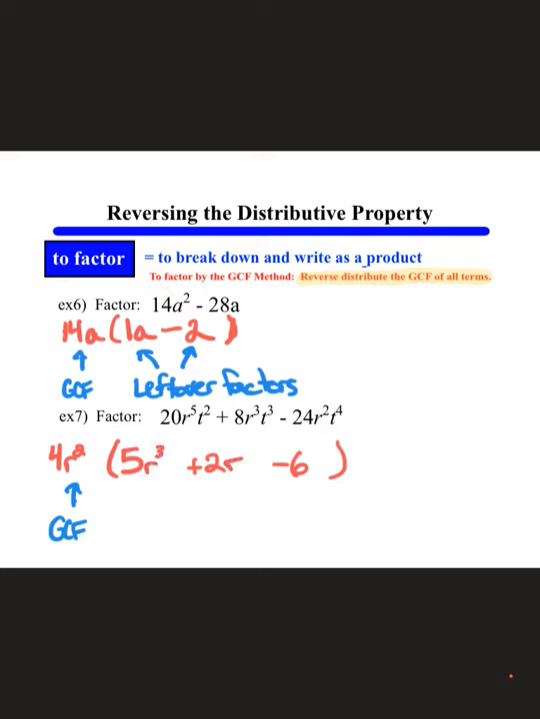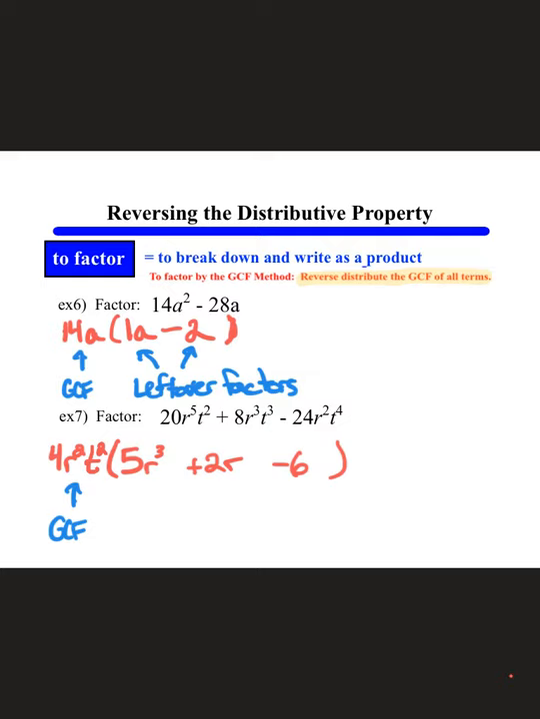And at the end, I wouldn't have an r because I took both of them out. We're going to do the same thing with the t's. If I have t squared, t to the third, t to the fourth, the smallest exponent is t squared. So again, we're going to subtract. Can't do anything here with the t squared because it's already factored out. So 5r cubed is my first term.